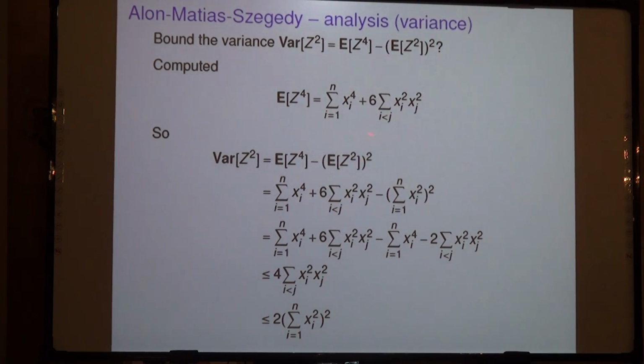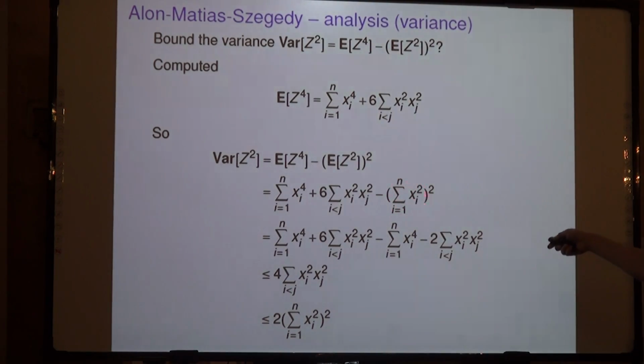We understand the fourth moment. Now we take the second moment and subtract. The fourth moment is the sum of the fourth powers plus 6 times the cross terms. We're subtracting the L2 norm squared. This term also has a diagonal term, so the xi's to the fourth cancel.